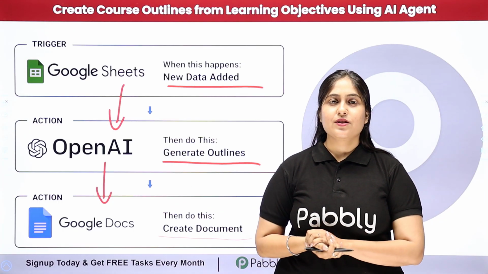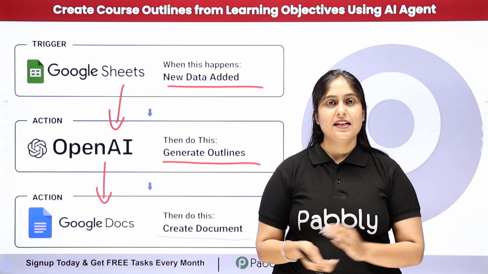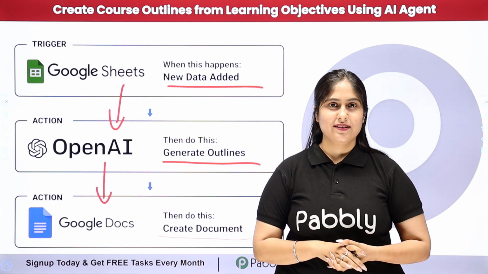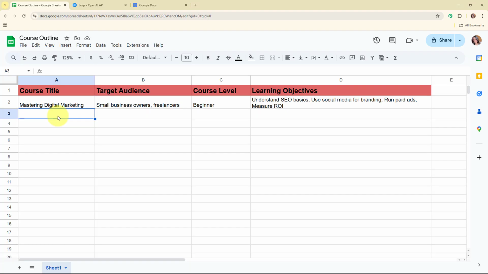So to see the working of this automation and to learn this process step by step, let me take you to my screen. Welcome to my screen. In this video, I'll show you how to automatically create a structured course outline from your learning objectives using an AI agent. It's a great way to save time and deliver a more engaging learning experience.